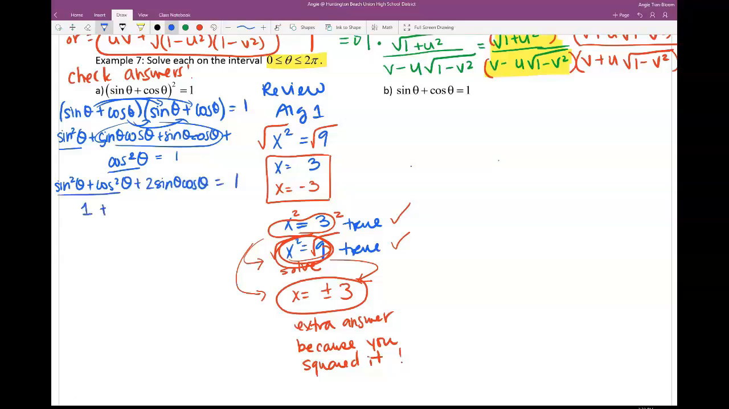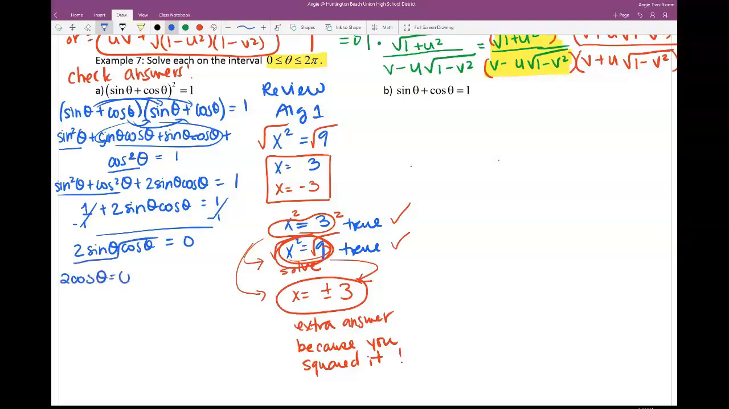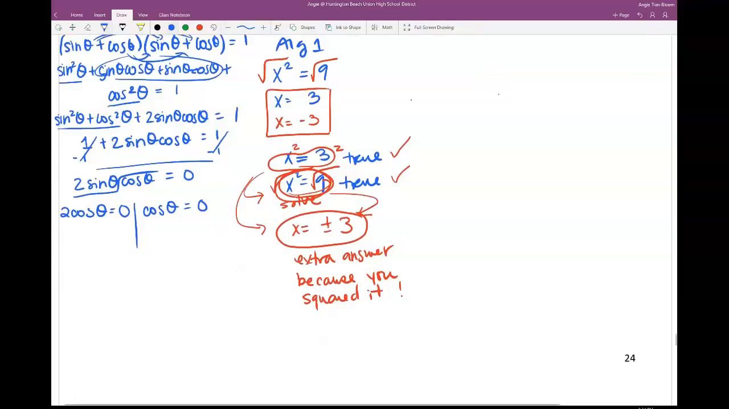I can substitute that. So here we are. Okay, I'm going to see if I can move the 1. Oh, so when I move the 1, I now have 2 times sine of theta cosine of theta equals 0. Well, this is like a factor. See that right there? So I can take each factor and set it equal to 0. Perfect. Okay, so now divide both sides by 2. Well, 0 divided by 2 is 0. So cosine of theta equals 0. Cosine of 0 is here and here. So that's pi over 2 and 3 pi over 2.